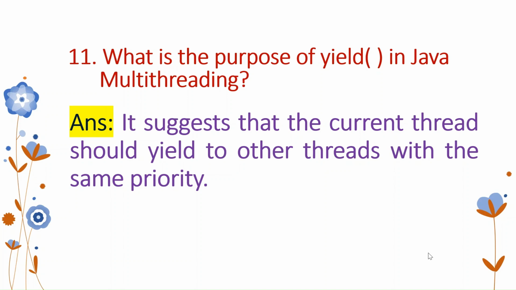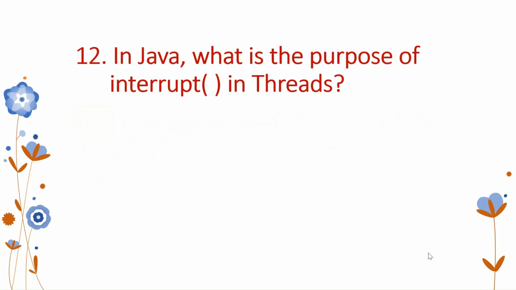We can go for execution, but the same priority threads. So the yield method is trying to help out in order to give a chance for all threads which have the same priority.